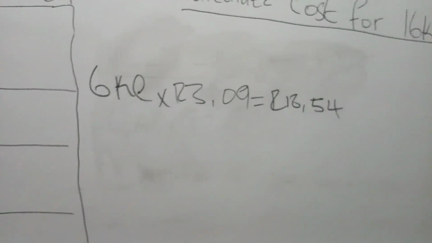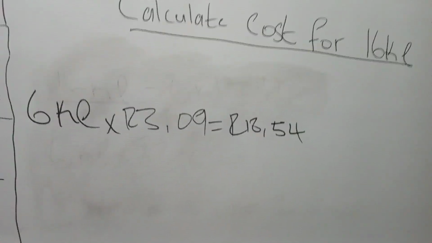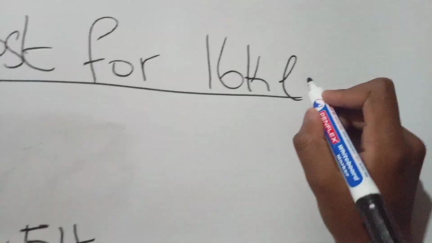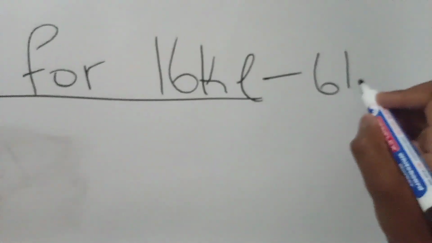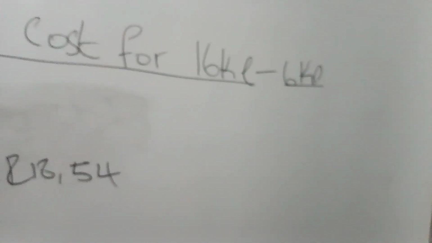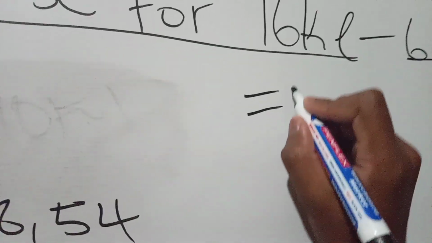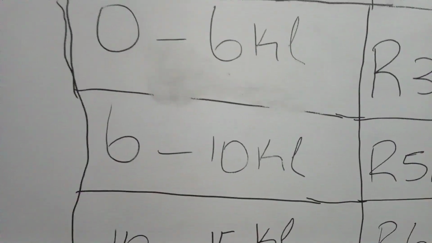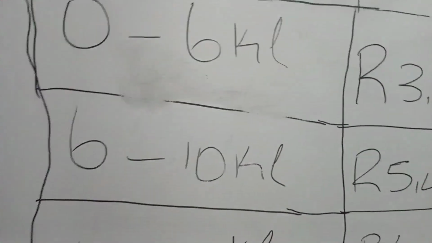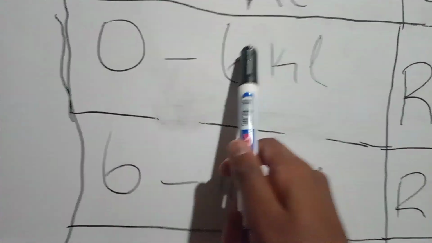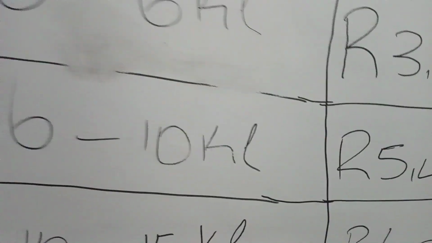So now we're moving to block 2. Firstly, before we move to block 2, we're going to need to subtract this 6 kiloliters from the 16 kiloliters we're working on, because we already subtracted the 6 kiloliters. So now we are left with 10. We're working on 10 kiloliters now. Block 2, which is from 6 to 10 kiloliters, we're going to do 10 minus 6, and our answer is 4. So that's what we're going to use.